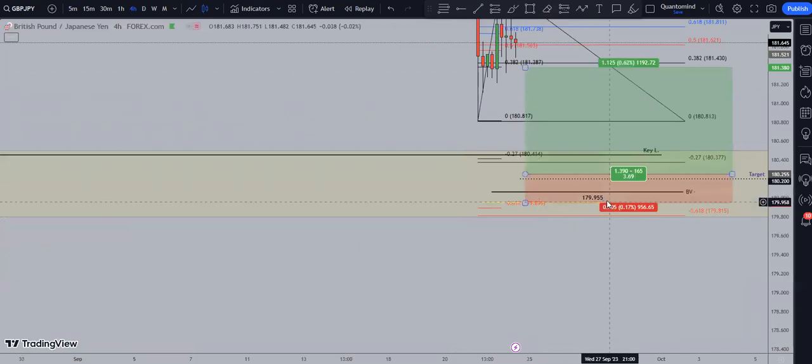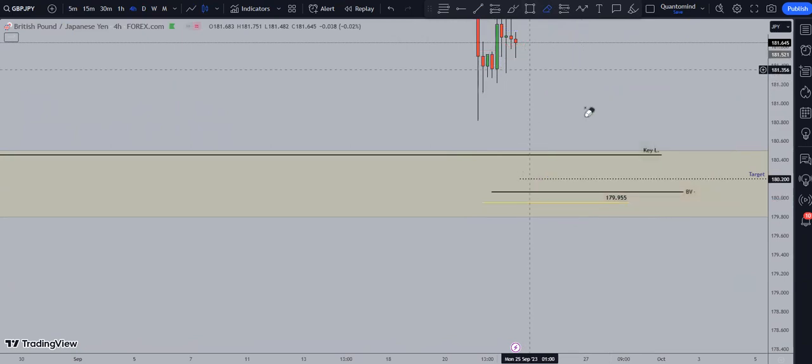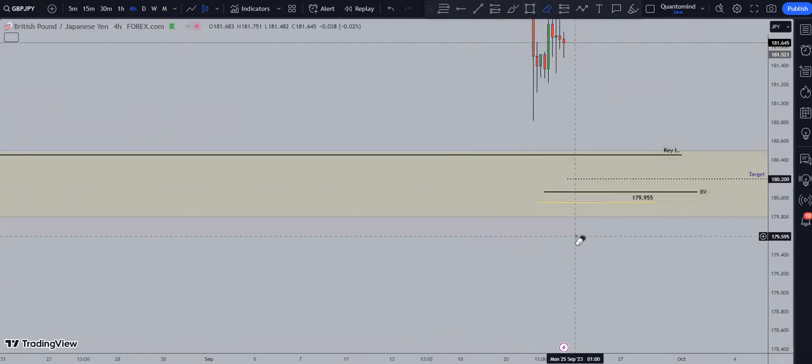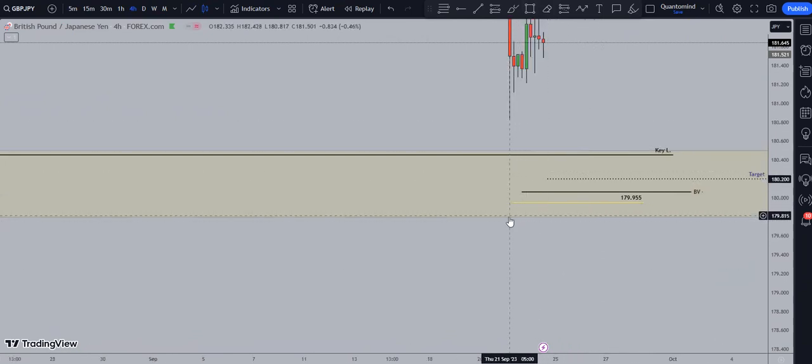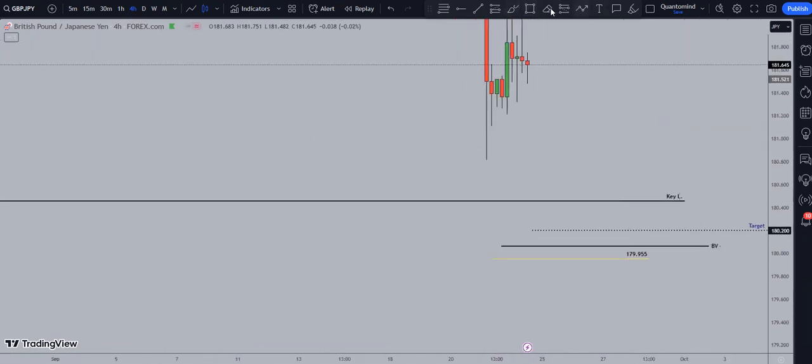Why am I doing yellow? Because this is where it needs to be. I don't need this, I don't need this. I have all my confirmation happening already. I don't need this anymore. So now I have a price that I can use, because also I don't want to guess.